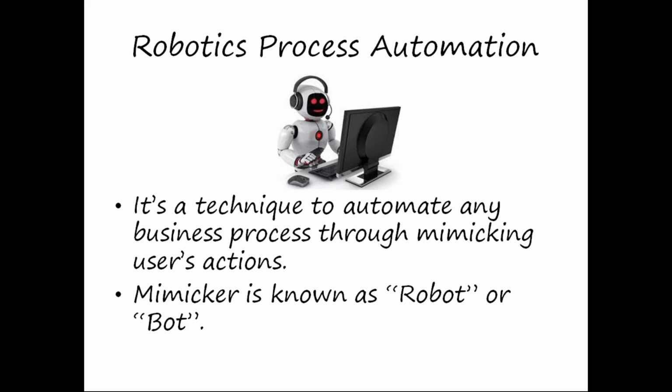When we call it robotic process automation, whatever process you are doing, you're automating that process. So process automation through robotics. So that's the complete picture with RPA, process automation using robotics. If I read the very small definition of it, it's a technique to automate any business process through mimicking user action. It's not like whatever the robot is doing, you can't do it. Whatever you are doing through the UI, a robot will do the same thing. And the one who is mimicking this is called a robot, or in short, we call it a bot.